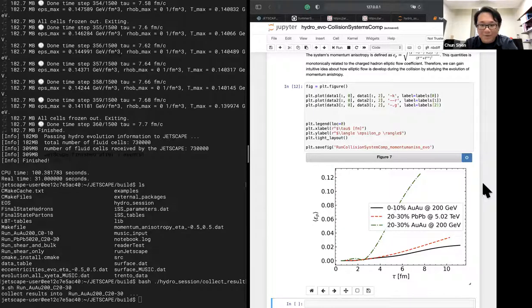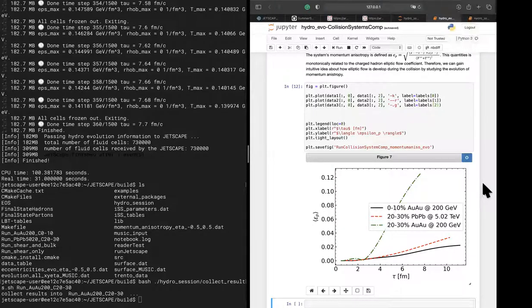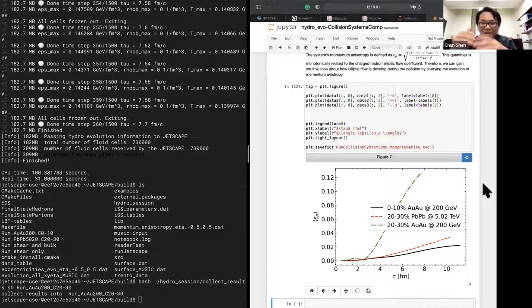I don't know whether you have any follow up that you want to ask. No, that's pretty clear. Thank you very much. Yeah, as you can see, this helps you gain some intuition about what will be happening in these evolutions, like how fast the increase of the momentum anisotropy will be, et cetera.